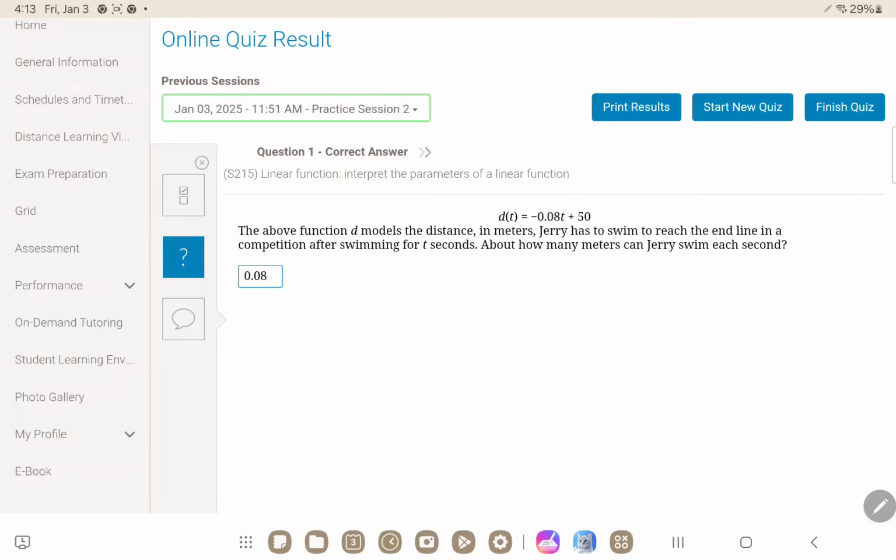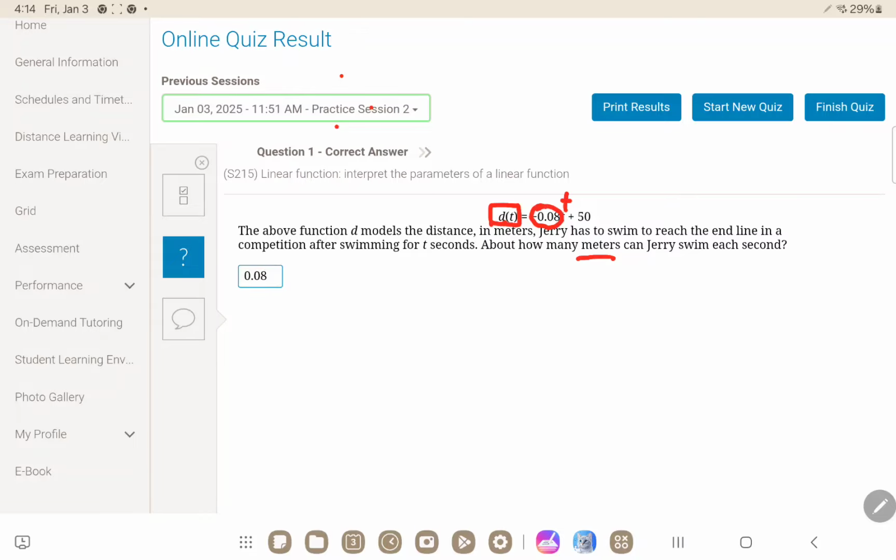So the equation we have is D(t) equals negative 0.08t plus 50. It's asking us how many meters Jerry can swim each second. So if it's D per t, this is the distance he can swim for every t. So for every t seconds, Jerry can swim 0.08 meters.